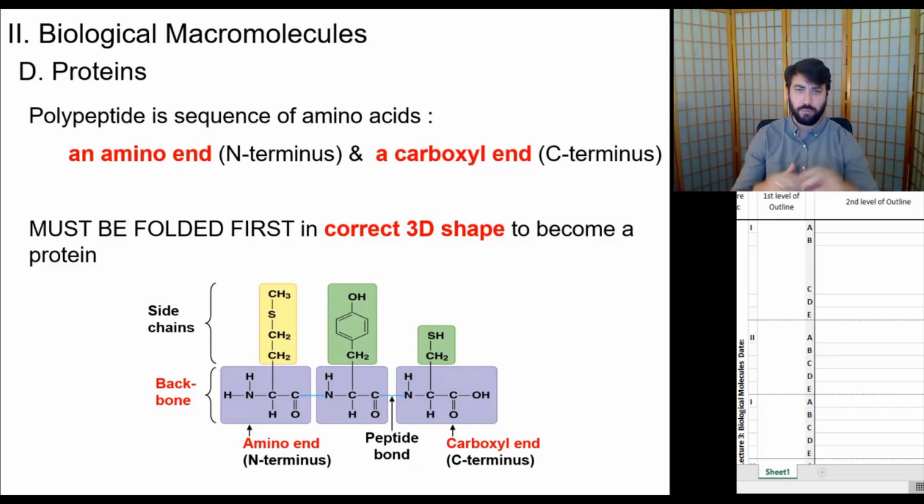Now, before this chain is called a protein, you actually need to do a bunch of extra steps to modify its structure, and we summarize that as folding. You need to do all this folding of this amino acid chain to form this final 3-dimensional structure that makes it a protein, really.